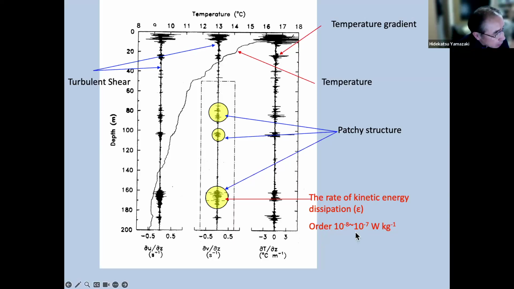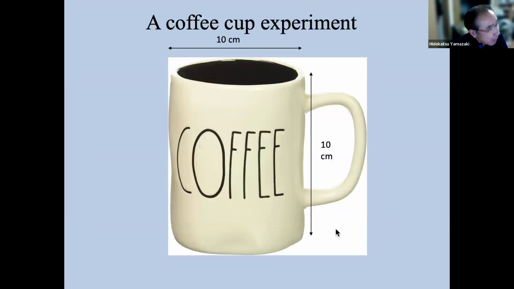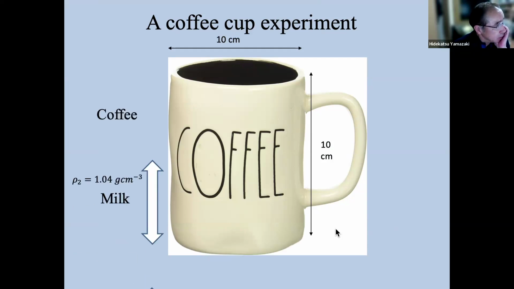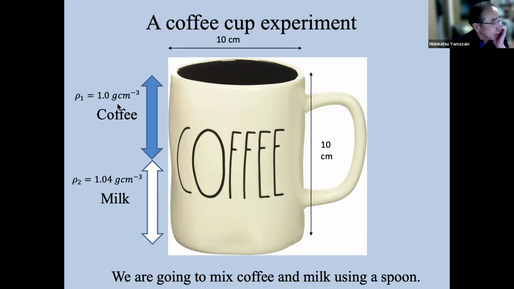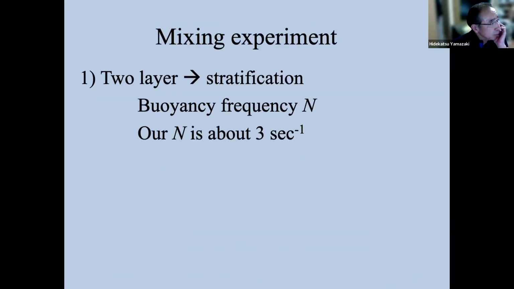Some of you are not familiar with what this number means, or what the magnitude of 10 to the minus 8 is. So let me go through a very simple-minded experiment. I call it the coffee cup experiment. A 10 by 10 centimeter coffee cup. Suppose you put milk up to the half, then pour the coffee, because milk is slightly heavier than coffee. So what you get is a two-layer system. I'm going to mix this. Before the mixing, the two-layer system is basically a stratified condition.